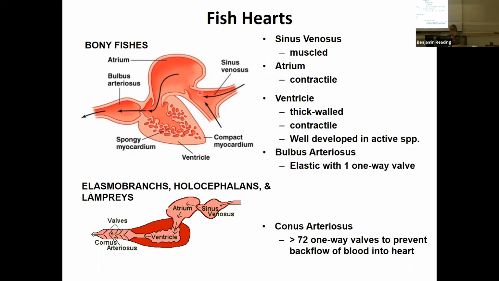Most of this collection of blood from the sinus venosus into the atrium occurs from back pressure of the venous circulatory system. So as the fish is swimming, it generates pressure in the vascular system.